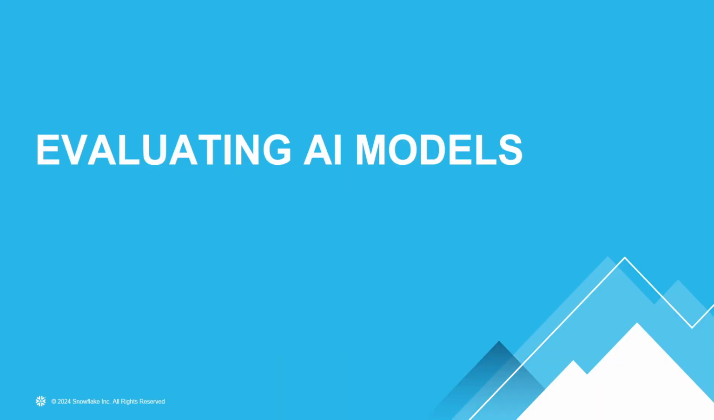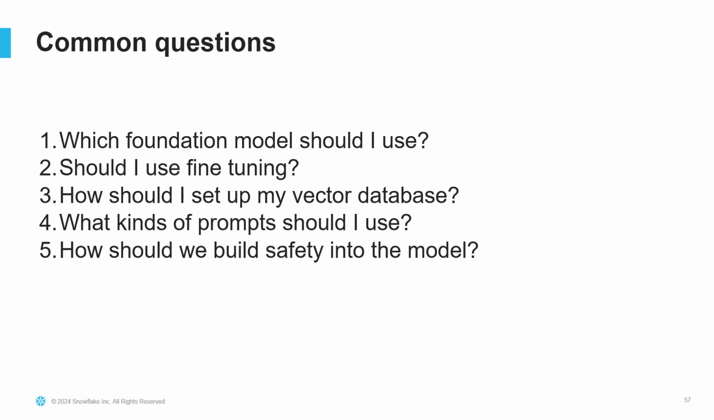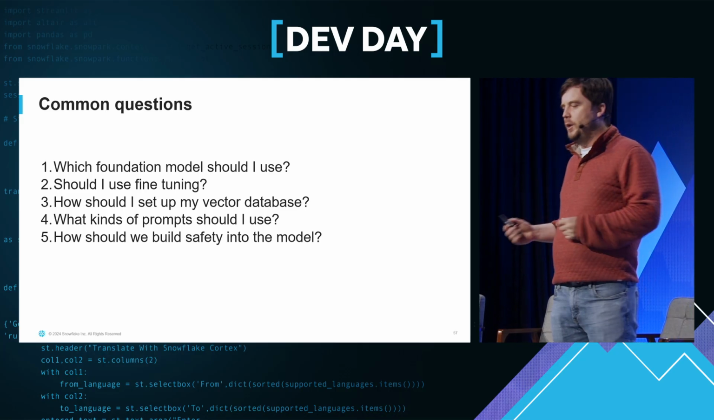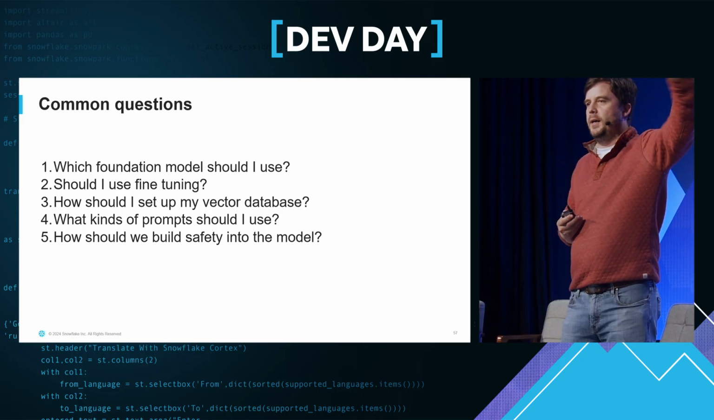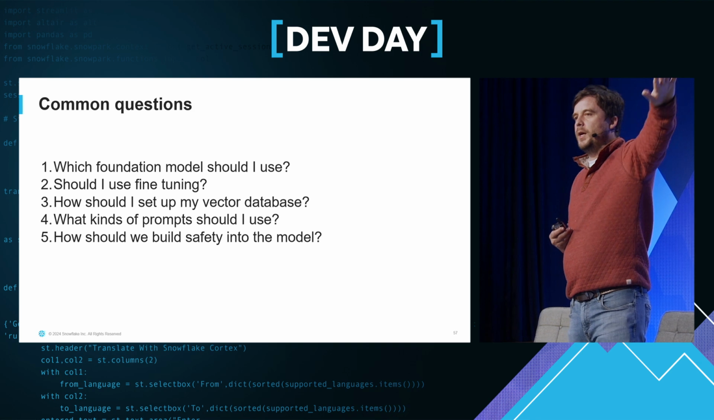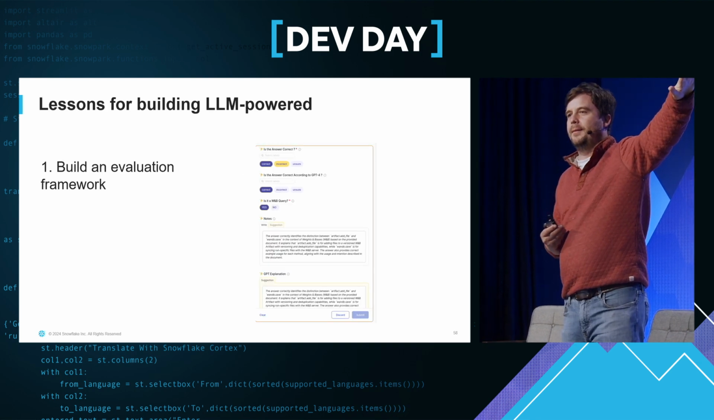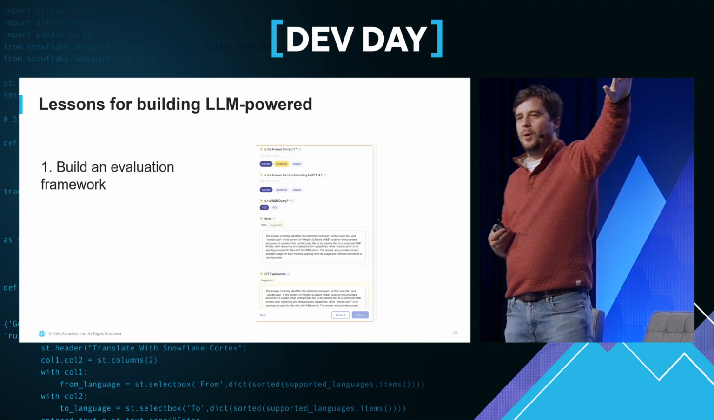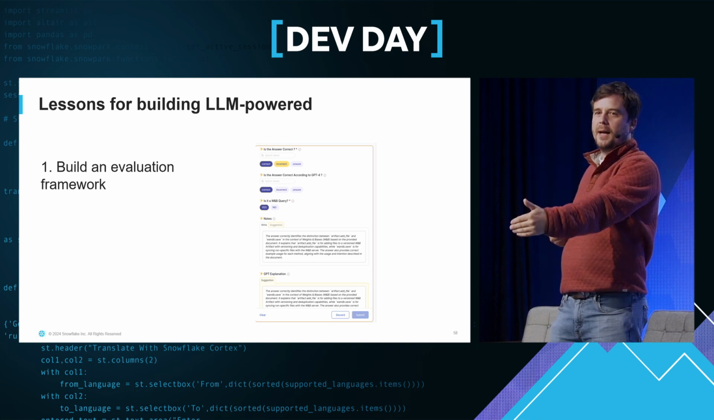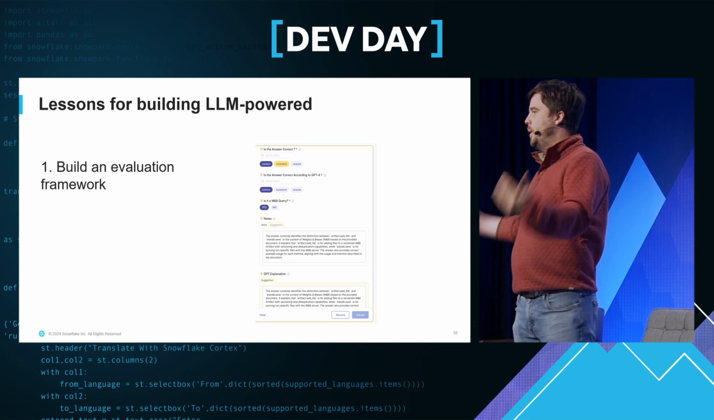So that leads me to evaluating AI models. And these are the questions that I get all the time. Every day I get these questions. What foundation model should I use? Should I use fine tuning? Should I use RAG? Millions of variants on this. And all these questions, I dodge all the questions, because actually none of these questions are as important as this question, which I would ask back to you, which is, do you have an evaluation framework?